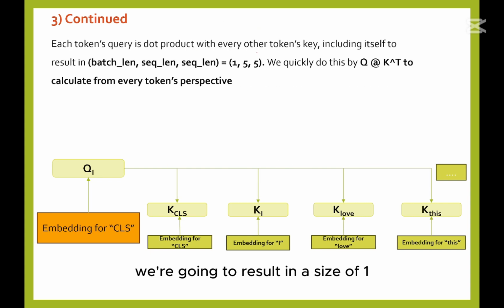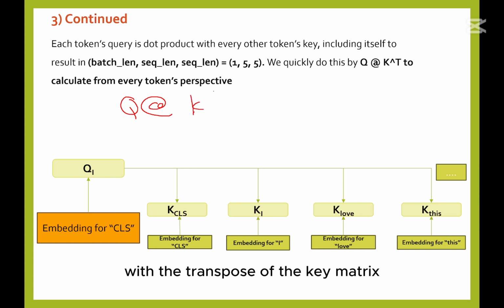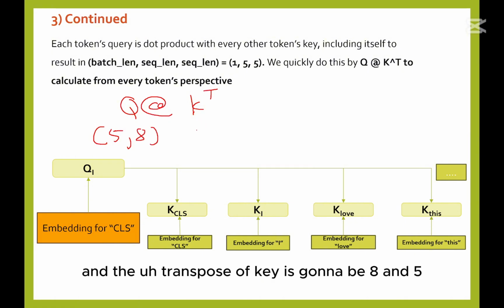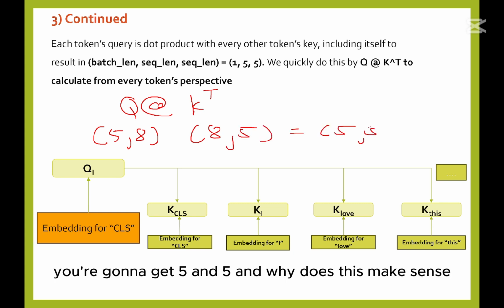we're going to result in a size of 5 by 5. Because after you're done multiplying the query from CLS with every other key, we also have to do the same for the query of I with every other key of the sentence. Same for the query of love, query of this. And hence, we can quickly do this via a matrix multiplication of the query with the transpose of the key matrix. Recall that the query matrix was a size 5 times 8, and the transpose of key is going to be 8 by 5. So when you do this matrix multiplication, you're going to get 5 by 5.